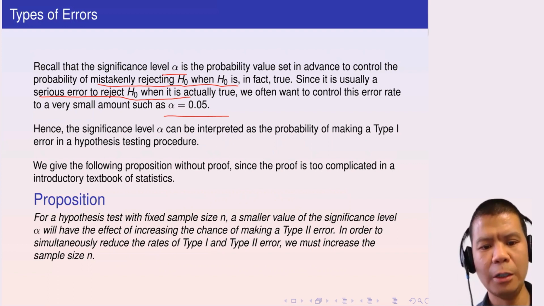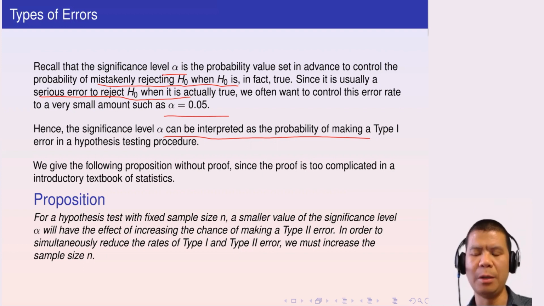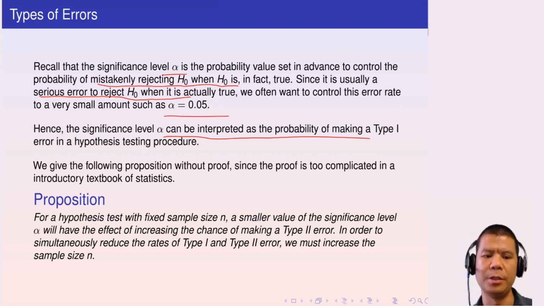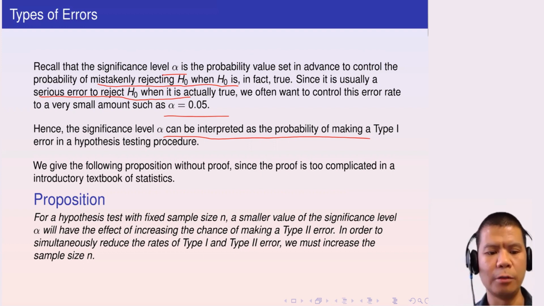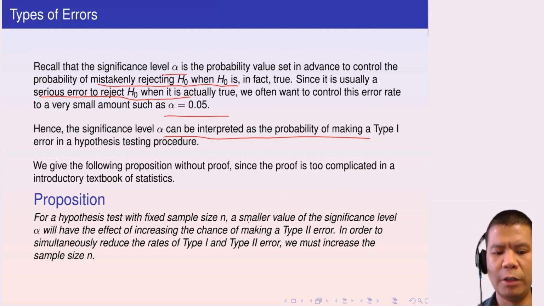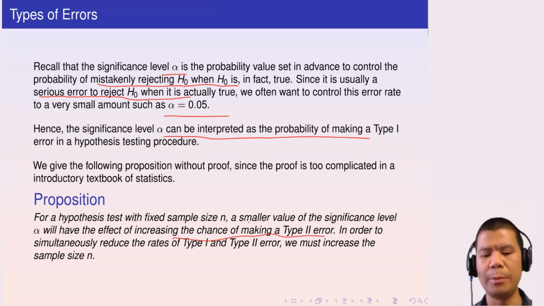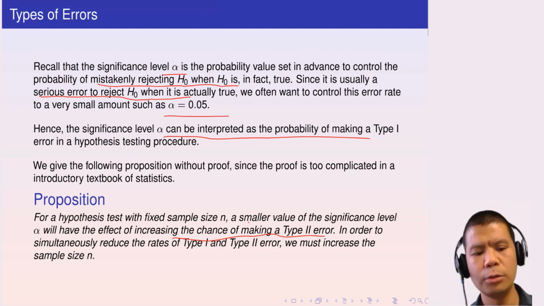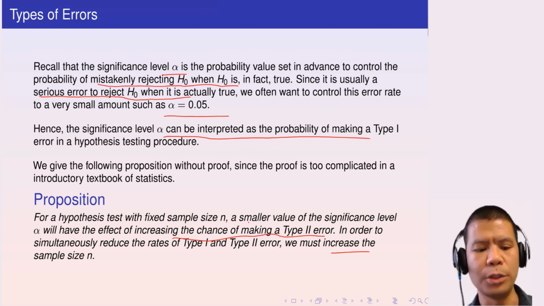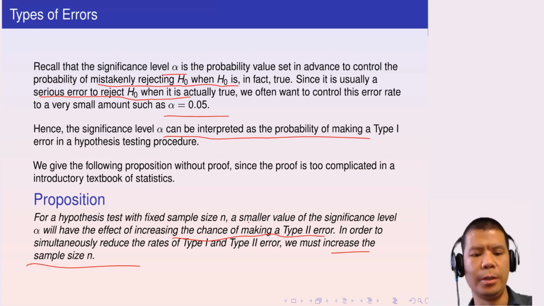Now, therefore, alpha can be interpreted as the probability of making a type 1 error in the hypothesis testing procedure. Okay, so we give the following proposition without proof. For hypothesis testing with a fixed sample size, a smaller value of the significance level alpha will have the effect of increasing the chance of making a type 2 error. In order to simultaneously reduce the rate of type 1 and type 2 error, we must increase the sample size.